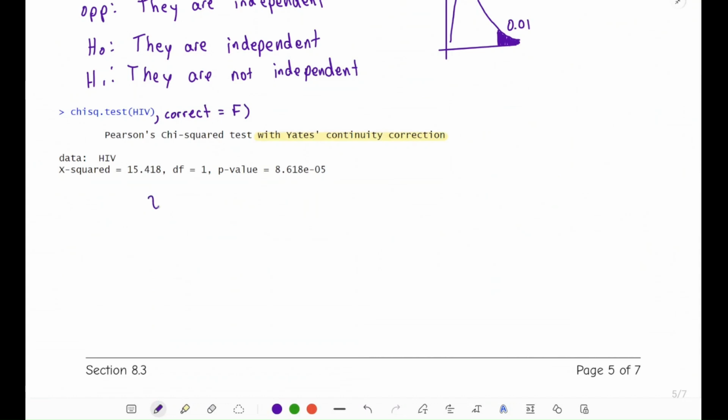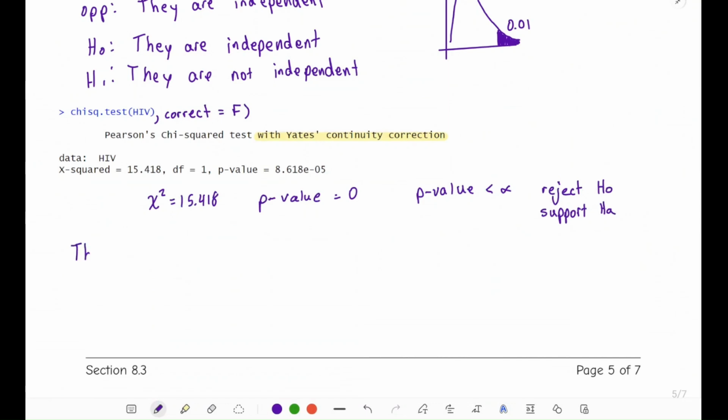So our chi-squared value is 15.418. Our p-value, because of the e negative 0.05, that's basically 0. So our p-value is less than alpha. So we reject the null and support the alternative. And since the claim matched the alternative, we do support the claim.